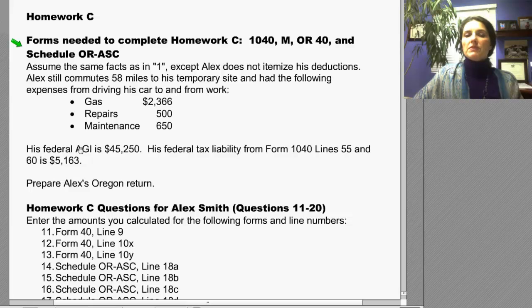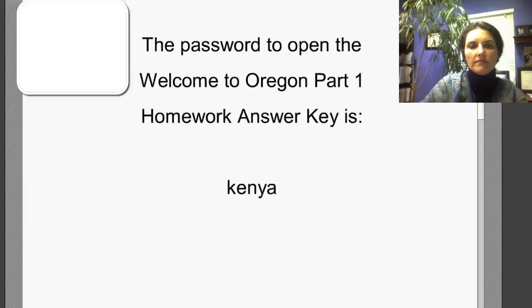For homework assignment number C, we want you to assume all of the same facts regarding the character named Alex, except that he is not going to itemize his deductions. He's only going to claim the standard deduction. And so instead of itemizing his deductions to claim his employee business expenses, we want you to look at a reduced amount of expenses and instead claim the subtraction for commute expenses of construction workers.